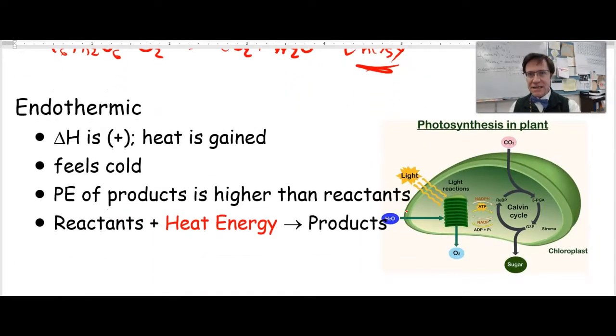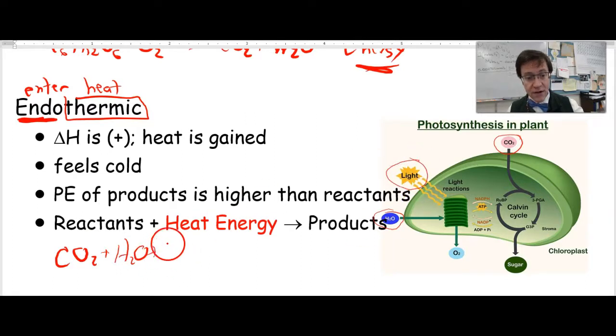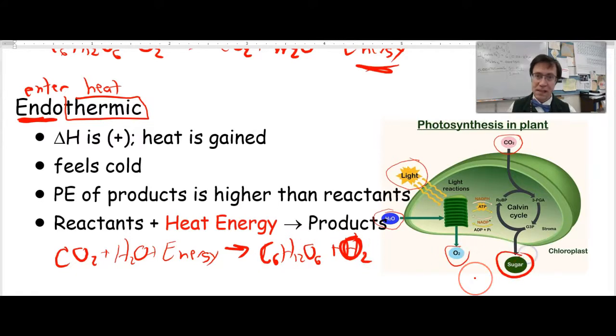See, now photosynthesis is endothermic. Remember, en is for entering, and then thermic, heat. Heat is entering, right? So for this one, what do we have to put in here? We have to put in water. So we have CO2 plus H2O plus light in the form of energy. We're going to make sugar plus O2, and that's what comes out.